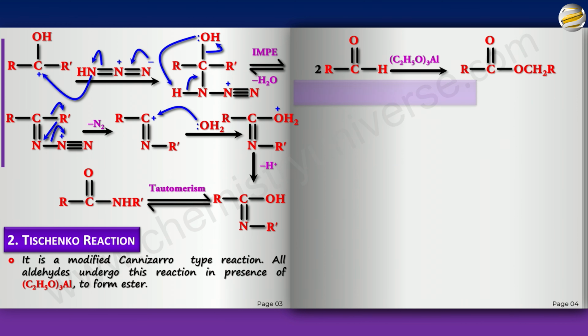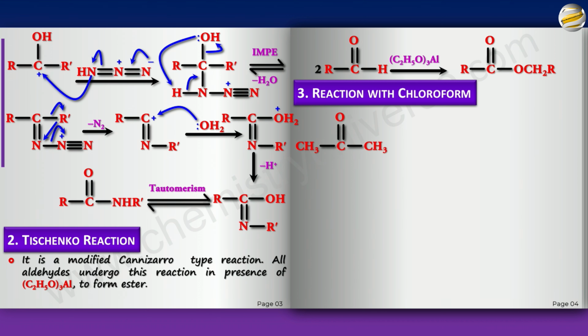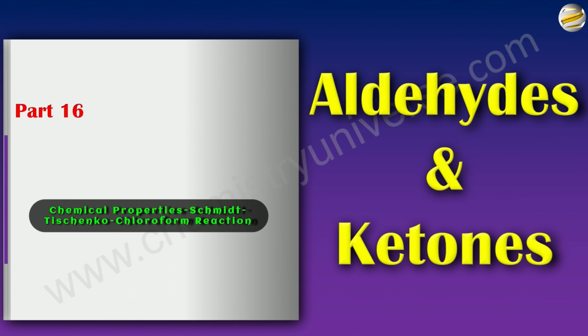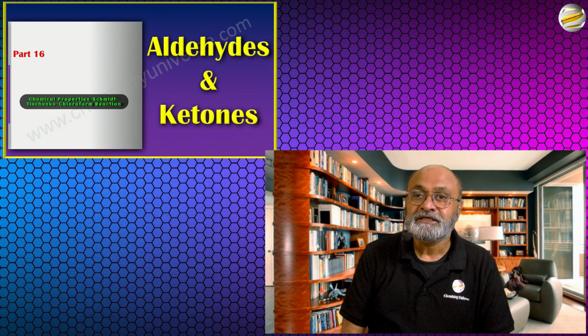And the next one is the reaction with chloroform. Very simple reaction. You have this and you have chloroform. What do you think will happen? Dilute base. Well, I think simple. The H of the chloroform will go to O and the C will go to C, and you get this, and this is called chlorotone. And that is the end of Schmidt, Tishchenko, chloroform reaction.